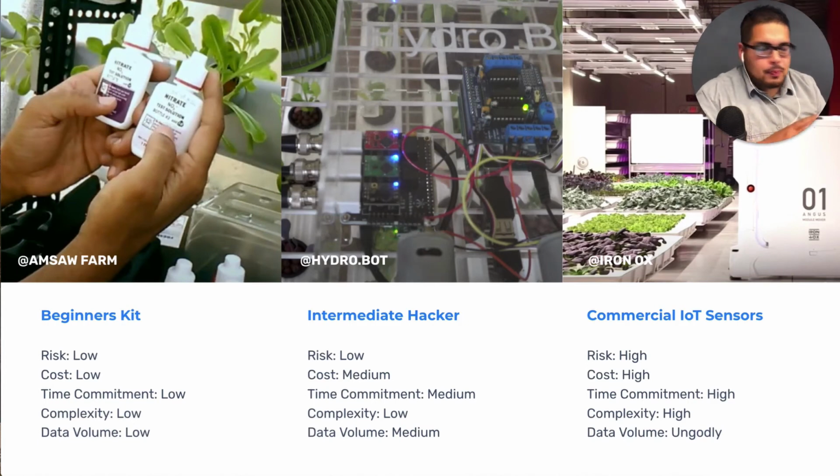The data volume actually gets much higher because you'll be tracking it at a more frequent rate. With an intermediate setup, you may be doing every 10 seconds. In a commercial setup, you can do every 10 seconds, but you can also do every second or half second, or all of these different ways that you could track.